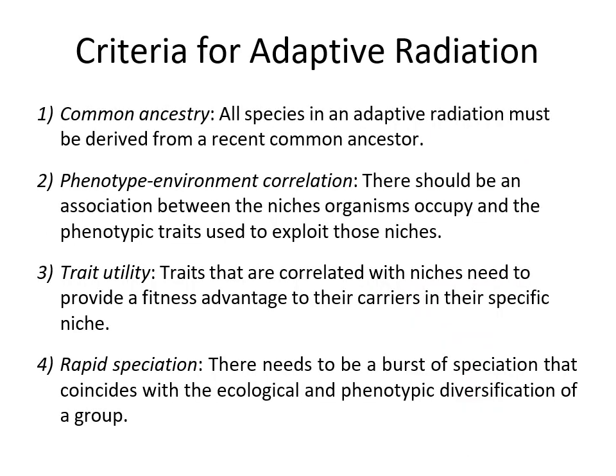So to reiterate, the common criteria for adaptive radiation: one, all the species have to come from a recent ancestor. We have to have phenotypes that are associated with a given environment. Those traits have to have an adaptive value within that environment. And we have to have rapid speciation, coming from a single ancestor and rapid speciation from that ancestor.